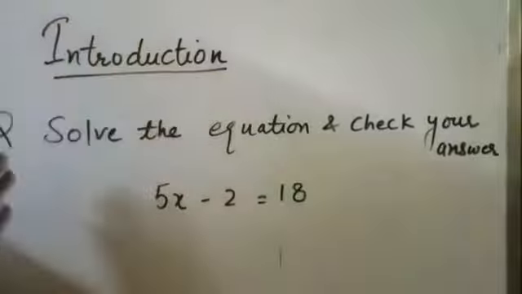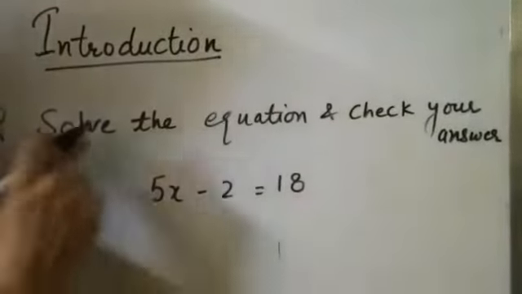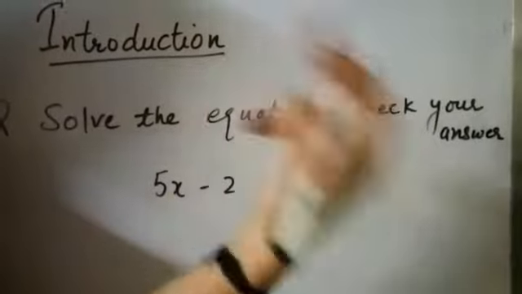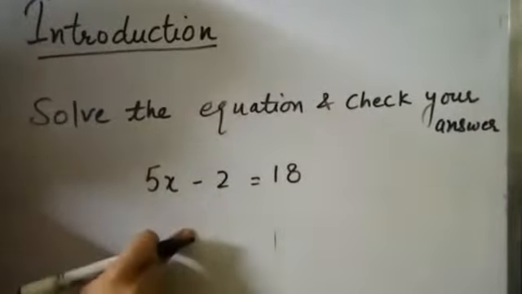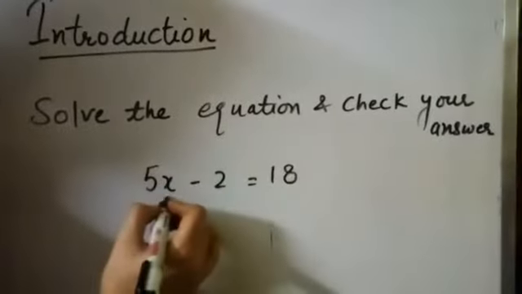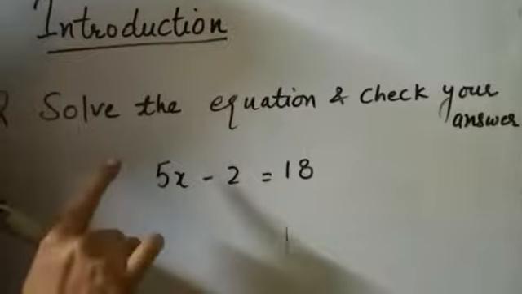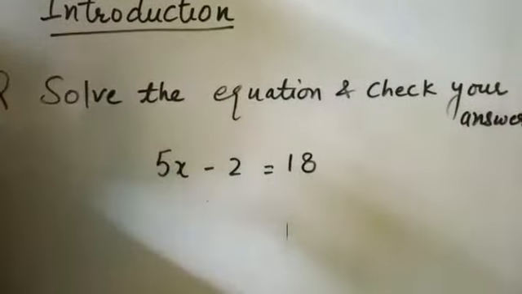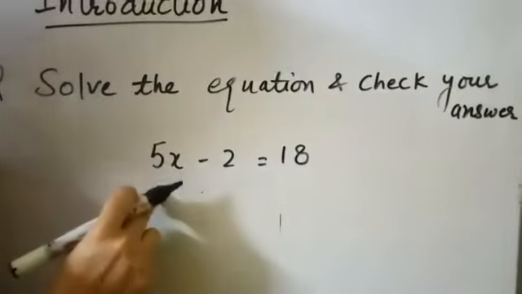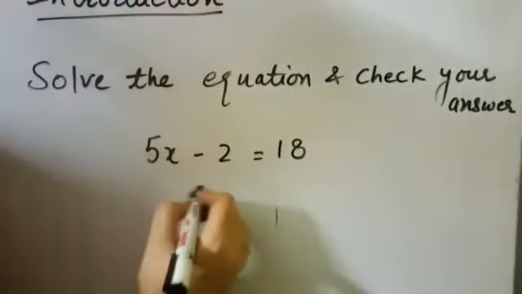Now I am taking some questions to make the concept clearer to you. Solve the equation and check your answer. Solving means you have to find the solution of this equation, which means finding the value of the variable x. For that you need the transposition of terms. In this equation we have the variable only on one side, LHS, so we will shift all the other terms to RHS.